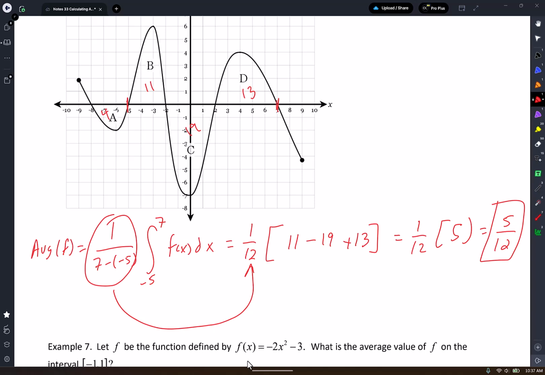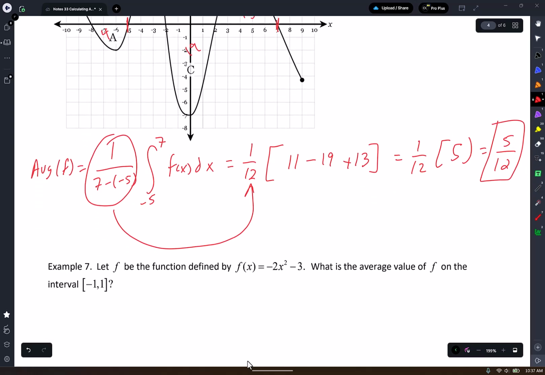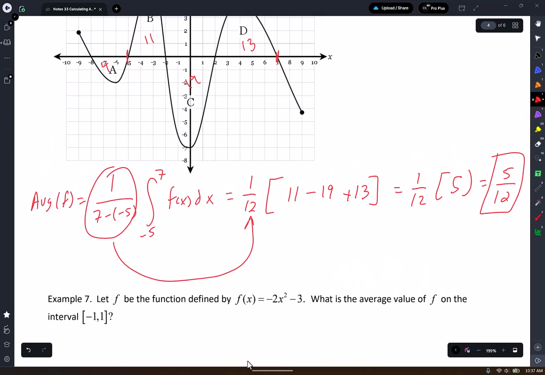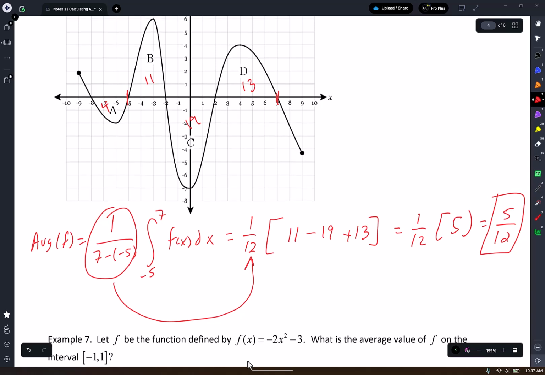How do we feel? Wait, why did you do bracket and then parentheses on the 5? Oh, it doesn't matter. Yeah, to be consistent.